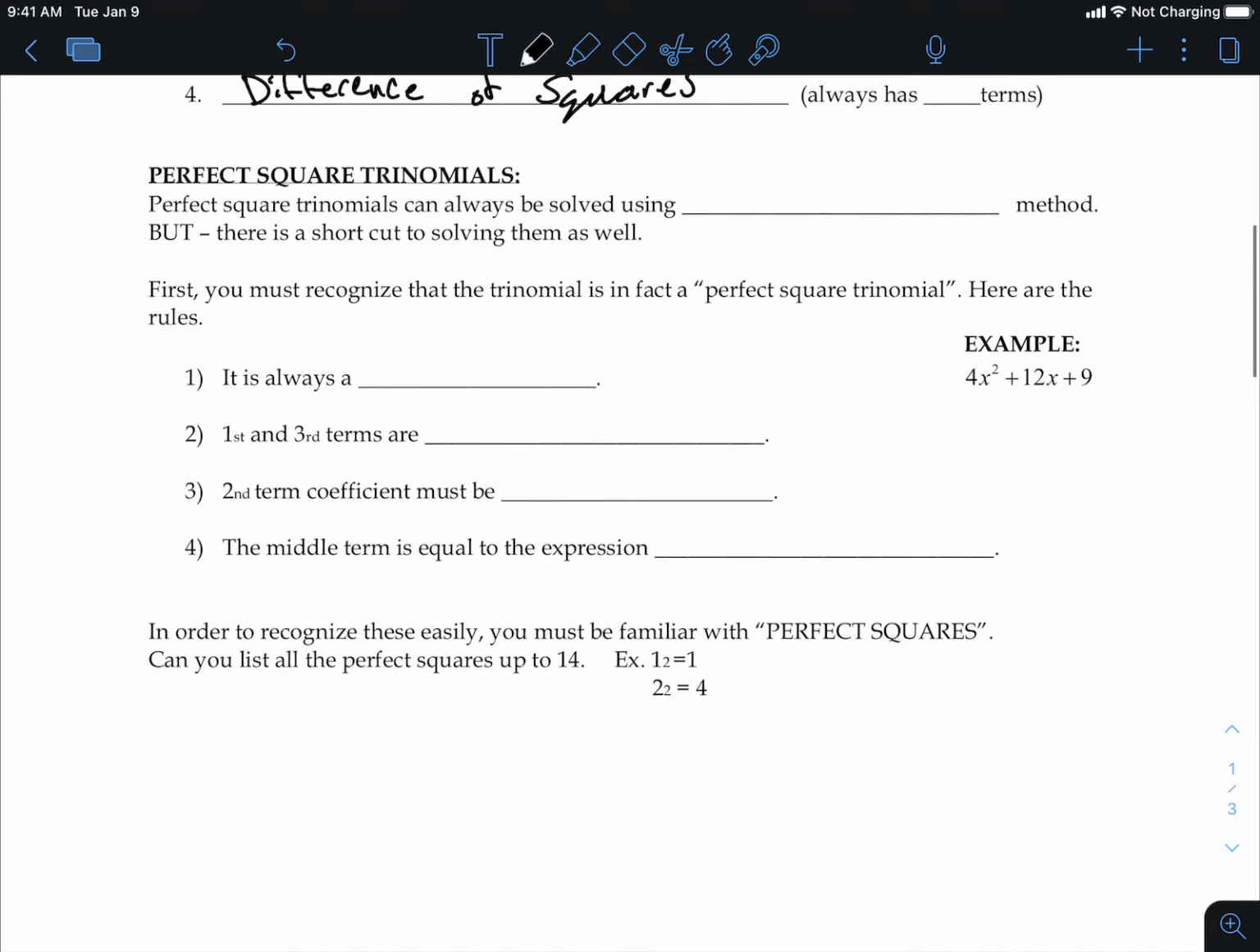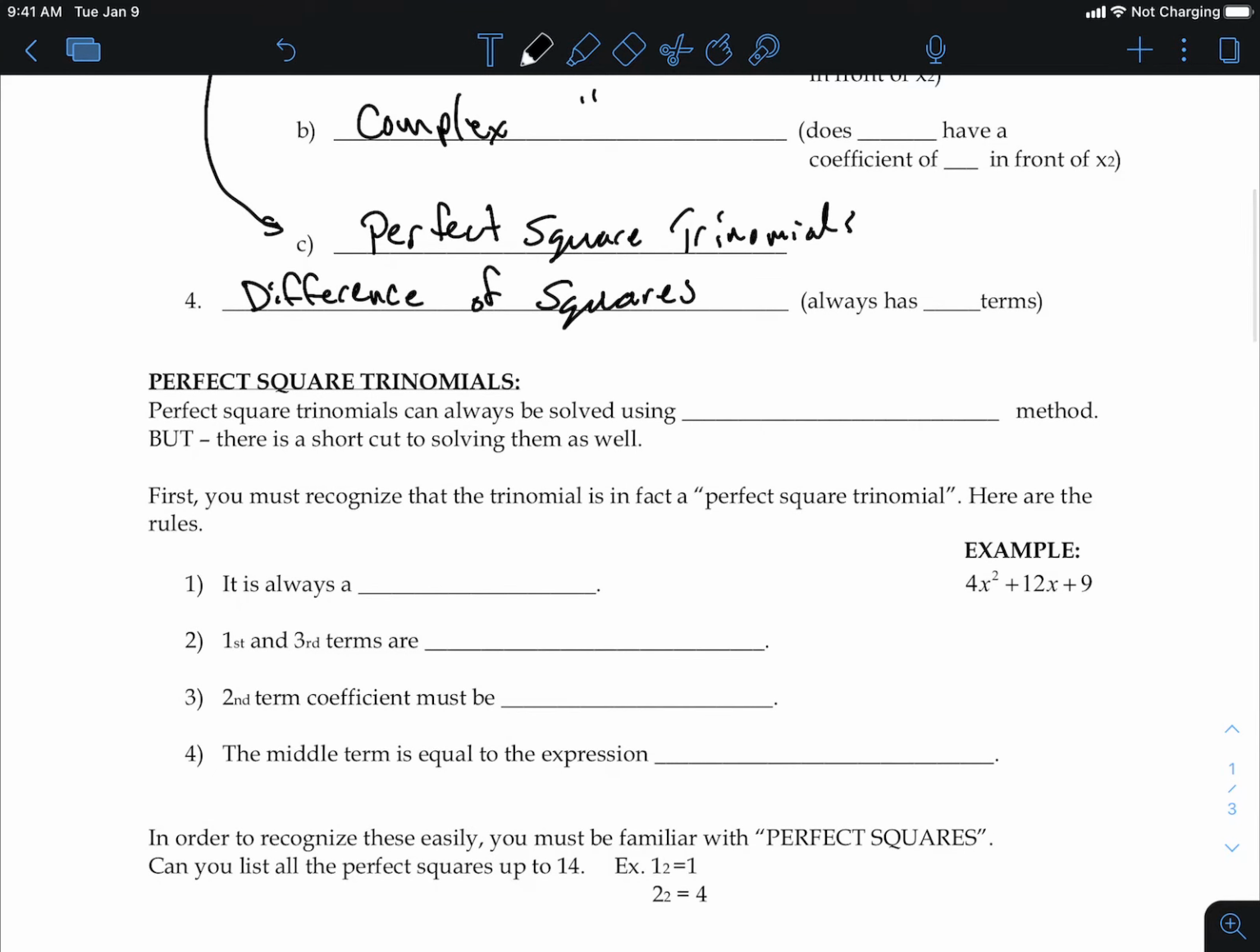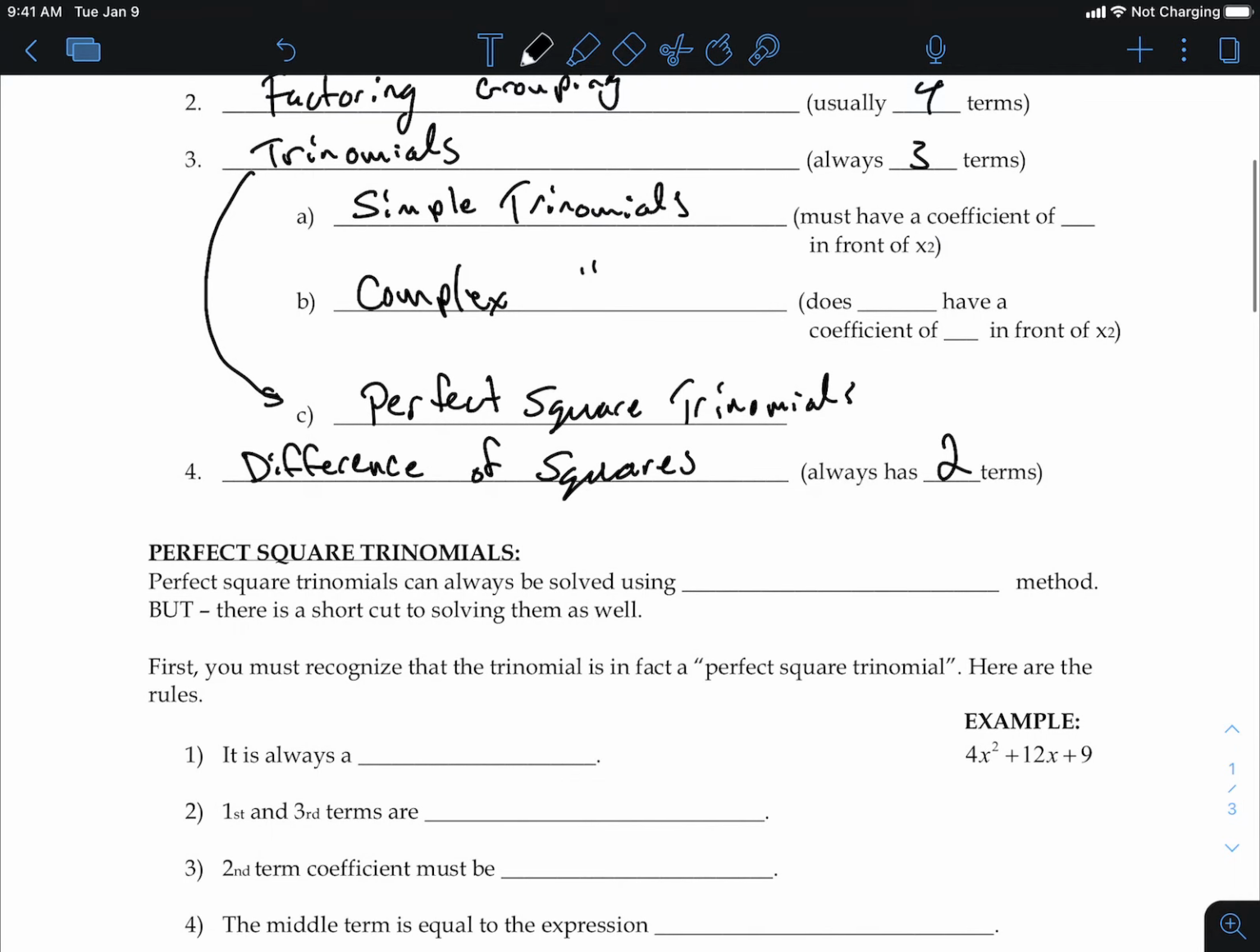So let's take a look at the perfect square trinomials, okay? Remember, we wrote this down yesterday. Any questions so far? We haven't done many, but okay.